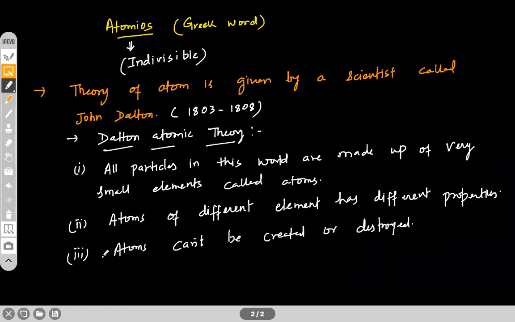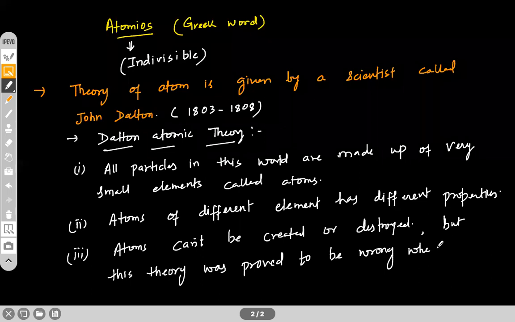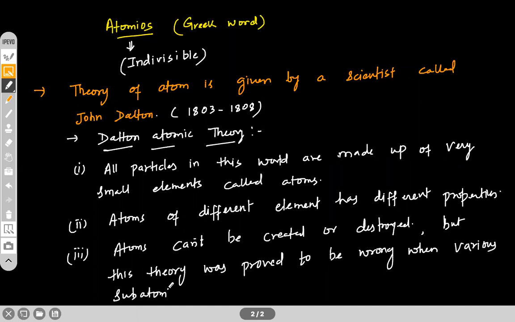Which was obviously wrong. This postulate, this theory of atom, was proved to be wrong when various subatomic particles like electron, proton, neutron, etc. were discovered. John Dalton said that atoms cannot be created or destroyed, but this theory was proved wrong.